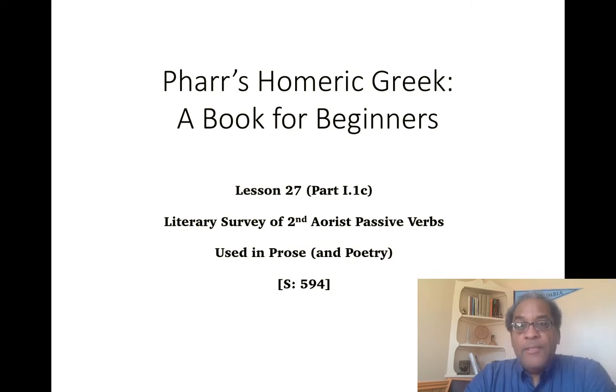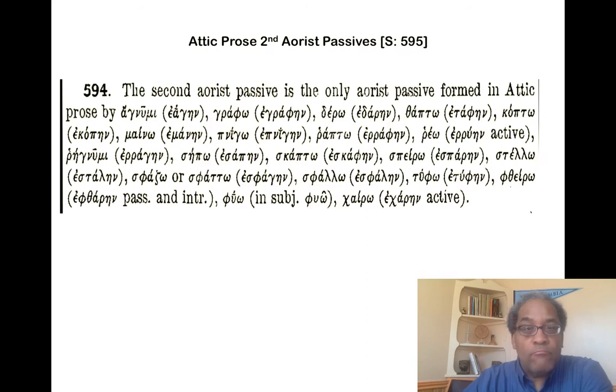This lesson will cover the material that I've added to lesson 27, that is a literary survey of second aorist passive verbs, those used in prose and poetry. That is, this is an expanded presentation of Smyth section 594. So it's 594, as you recall, Smyth presents second aorist passives, wherein it's the only aorist passive found in Attic prose. And he lists those verbs, and I go through them.